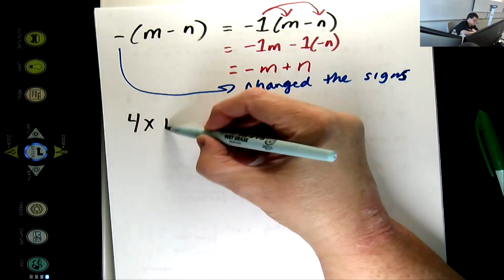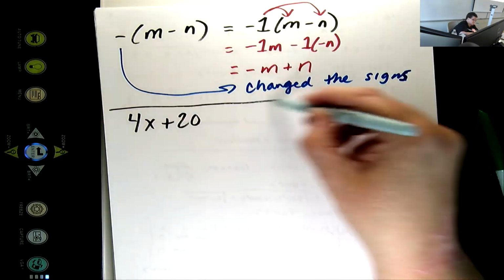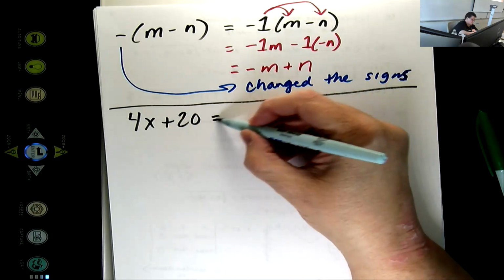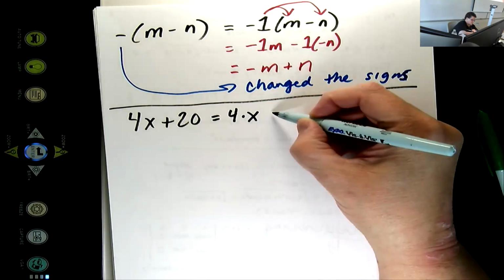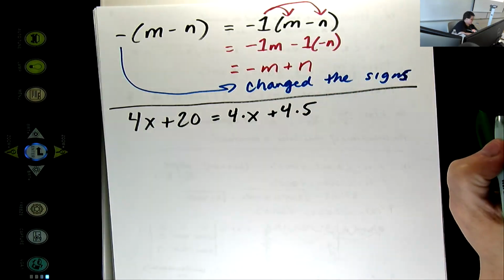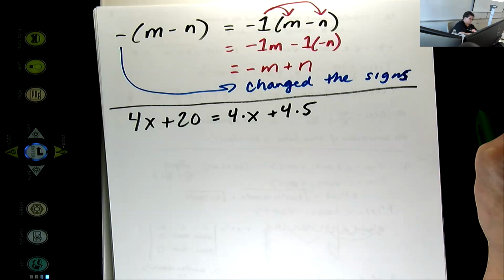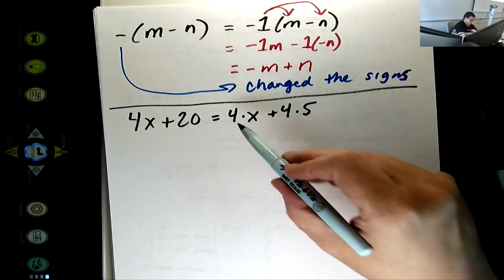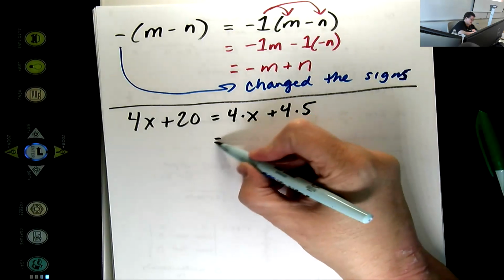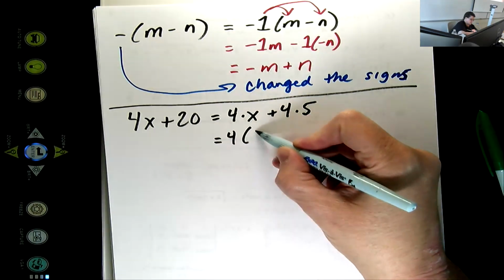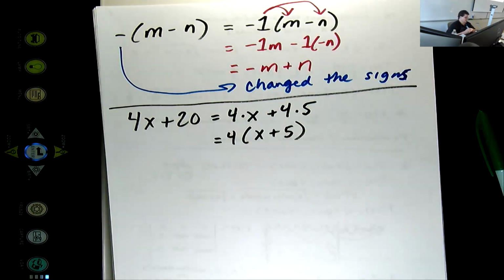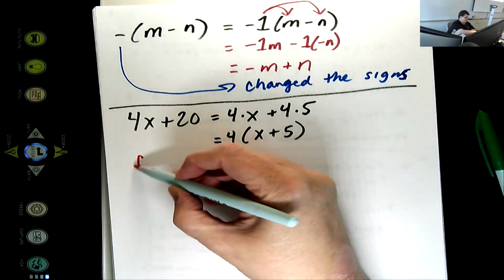4x plus 20. This looks like 4 times x plus 4 times 5, if I rewrite the 20 as 4 times 5. And now this looks like a distributive thing. When I get the same number multiplied by two things added together, I can write this as 4 times x plus 5. This is called factoring.